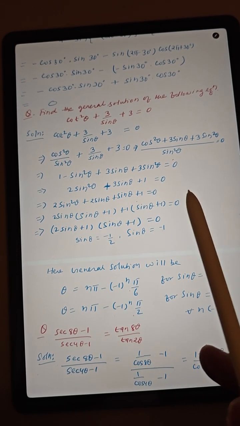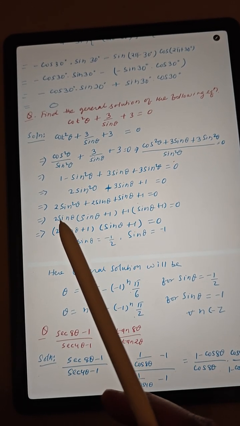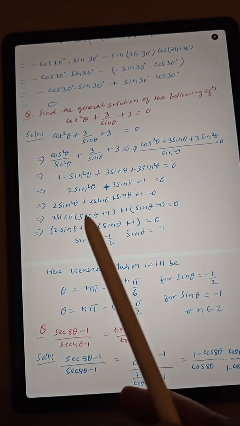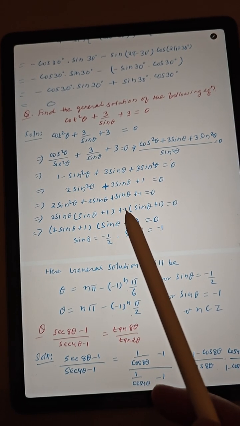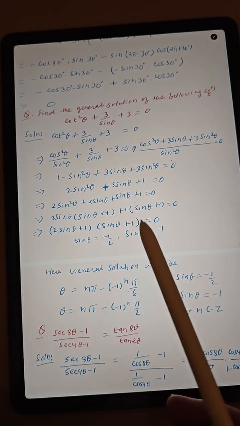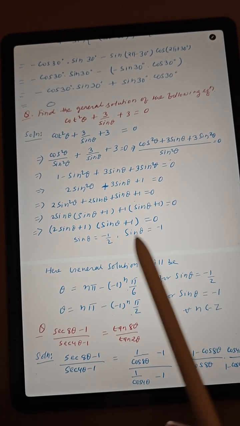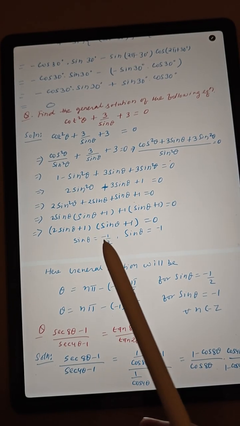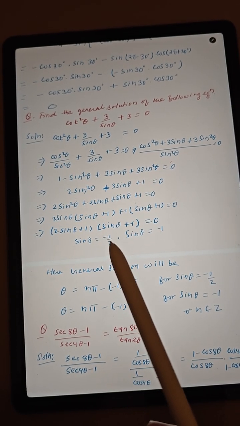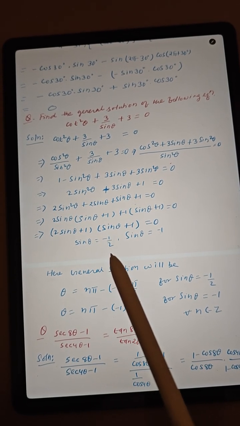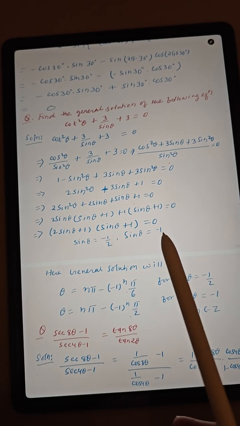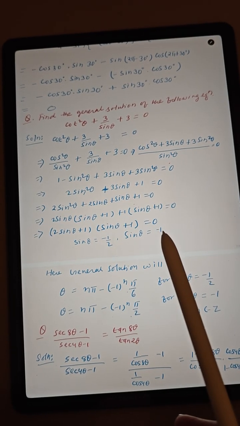Middle term factorization. So you will see that 2 sin θ is common, sin θ + 1. Here 1 is common, sin θ + 1. So (sin θ + 1)(2 sin θ + 1) = 0. Sin θ is minus half, sin θ is minus 1. So for 1/2 without the sign, what is it? Sin 30° means π/6, and for 1 without the sign, π/2.